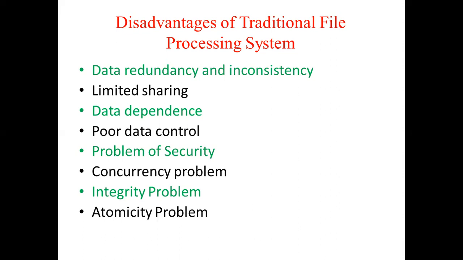Within the file processing system, it is not possible because that file is not centrally available. It will be available at a different location, and access is given only to that particular person. Hence, whenever one person is working on that file, another is not able to access that file and update it or do any kind of operation within it. Next is the integrity problem.